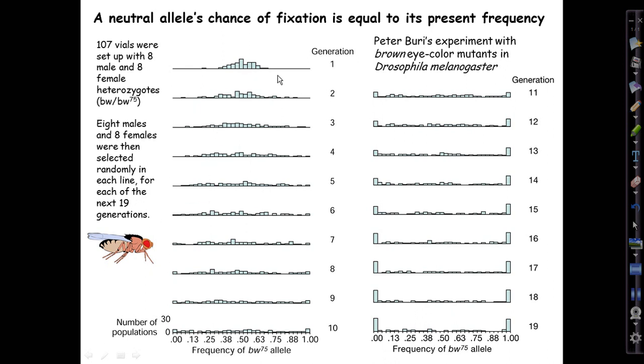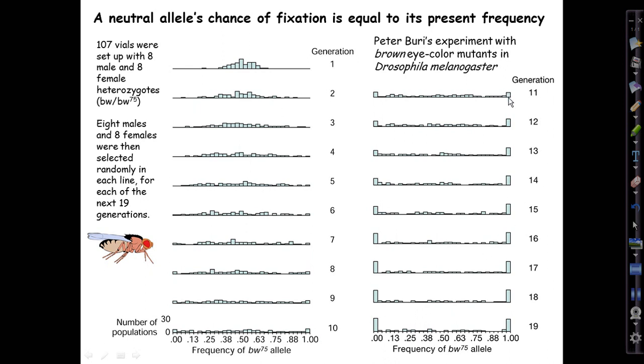And it's a fascinating demonstration that this theory of random genetic drift really does apply to the world. So here in the first generation, these rather small populations have spread out in allele frequency quite a bit, but none have yet fixed. Likewise in generation 2, 3, and finally in generation 4, one vial, it appears, fixes for the BW75 allele. Another one does in generation 5, and then maybe another or so in generation 6, a couple more in 8, 9, 10, and so on.